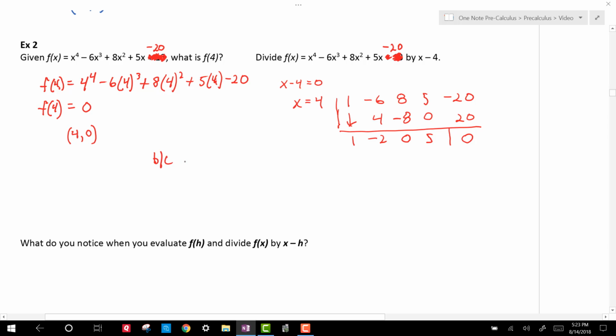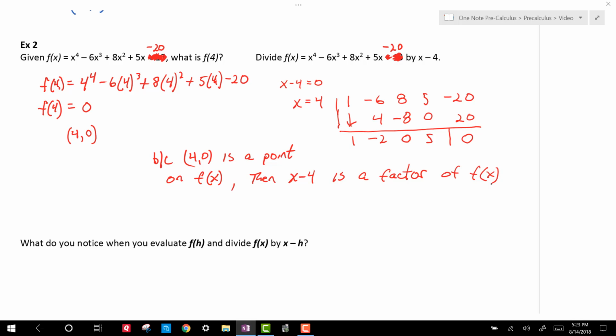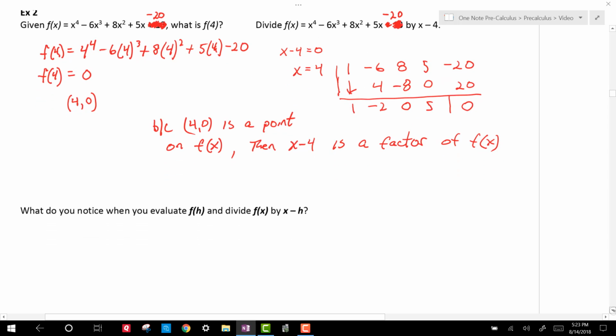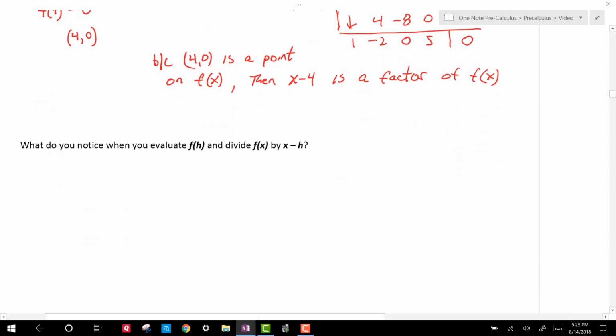So because (4, 0) is a point on f of x, then x minus 4 is a factor of f of x. There's some cool stuff going on here with synthetic division and just plugging stuff in. When you think about it in more general terms, what do you notice when you evaluate f of h and divide f of x by x minus h?